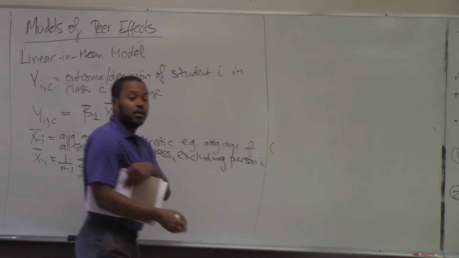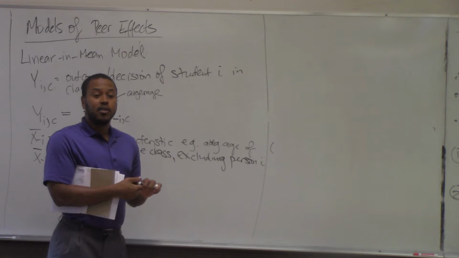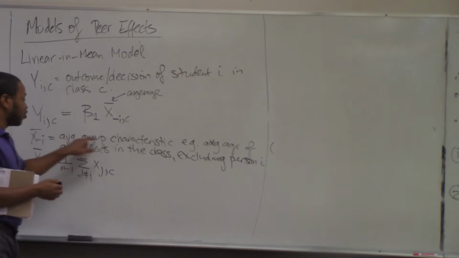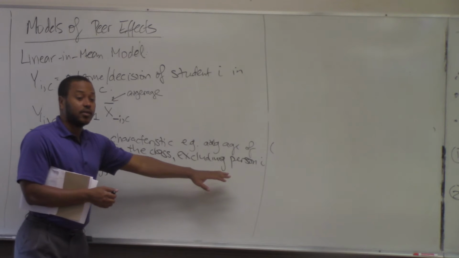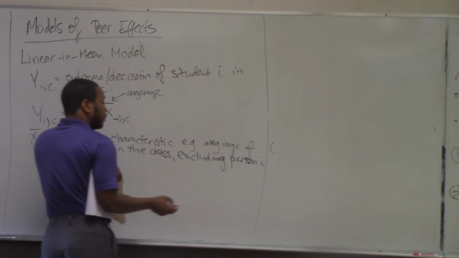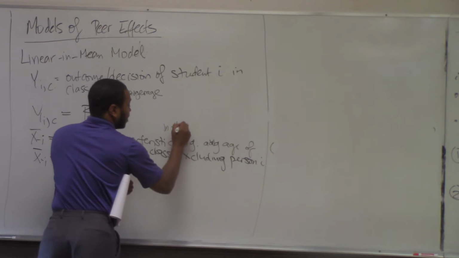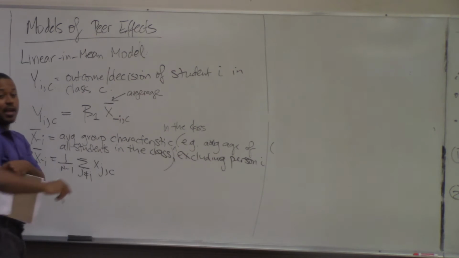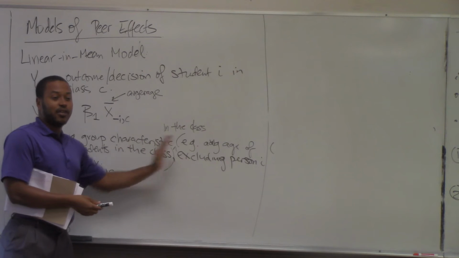We want to say, are you asking why it is j and not i? No, I was just asking what you actually said. Oh, so x bar minus i is the average group characteristic of everyone excluding person i. So you can put this in: the average group characteristic in the class of everyone excluding person i, right? My apologies for not having the sentence fully written out.